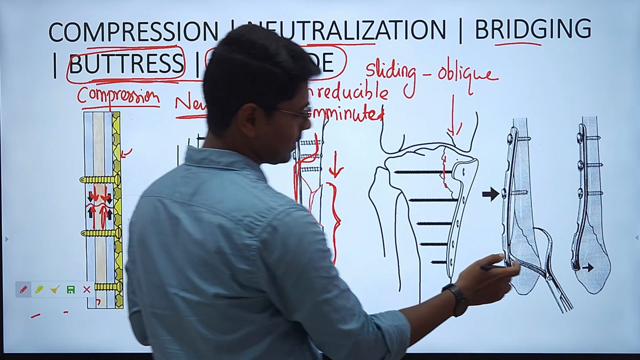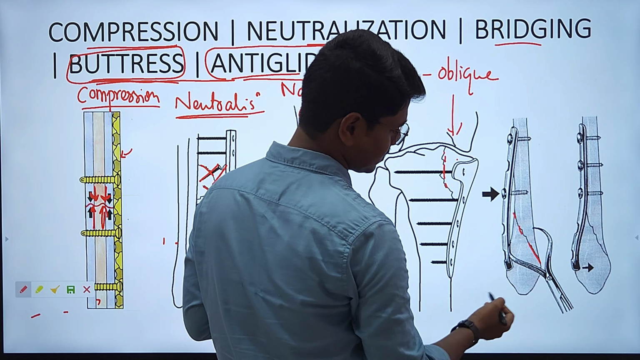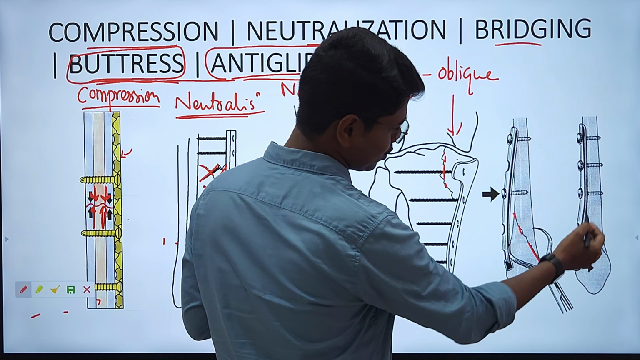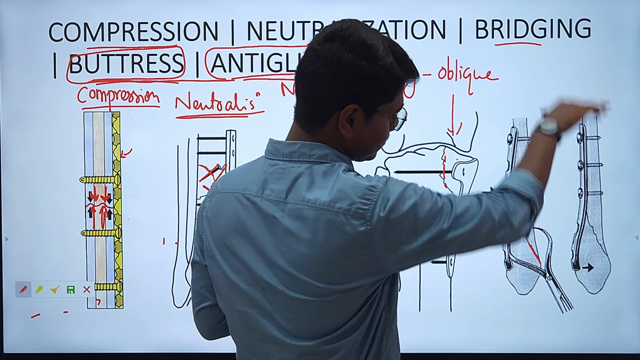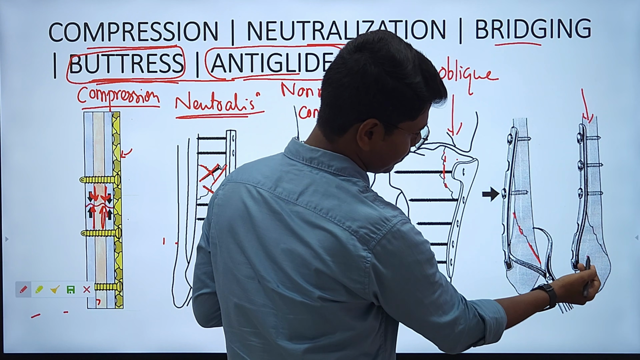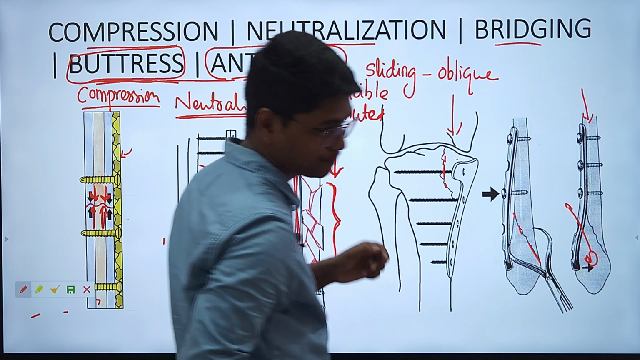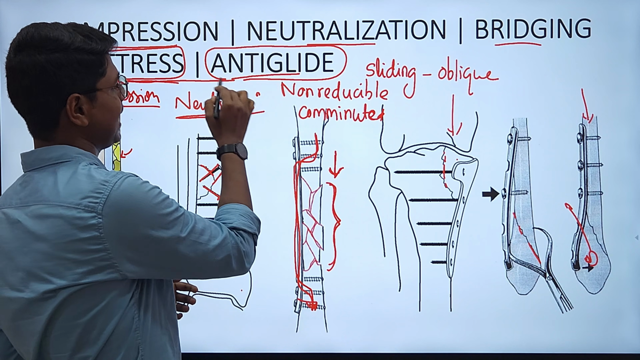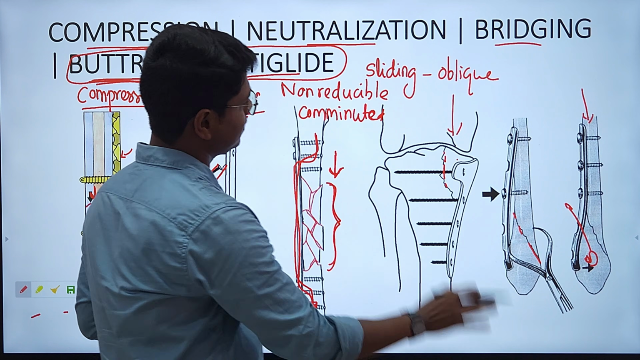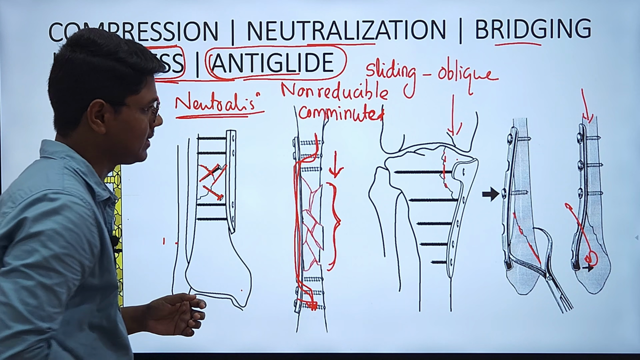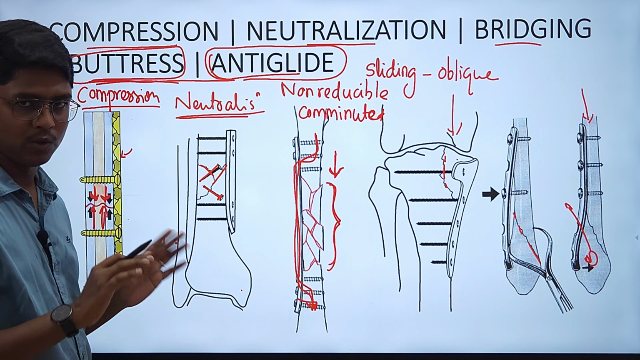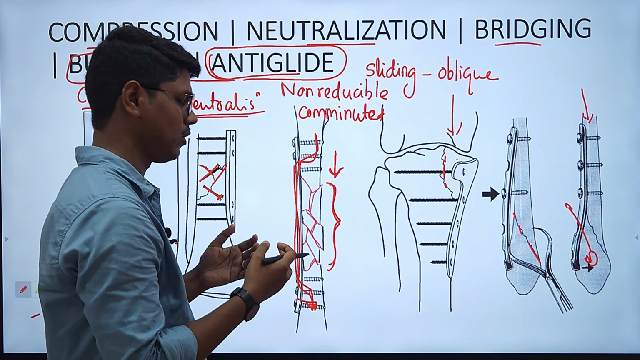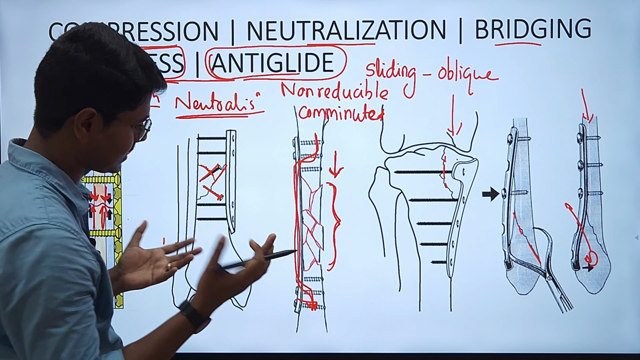Same principle when you are using it for a diaphyseal fracture. This is a diaphyseal oblique fracture. So when the plate is there and then there is compression force, this particular segment will not slide. Okay, to prevent sliding or gliding, that is anti-glide. For a diaphyseal fracture, it is anti-glide. For a metaphyseal fracture, it is a buttress plate. Okay, on the basis of different uses, plates are named.